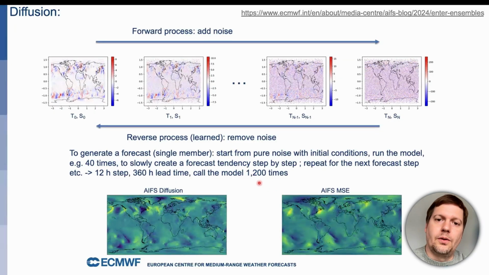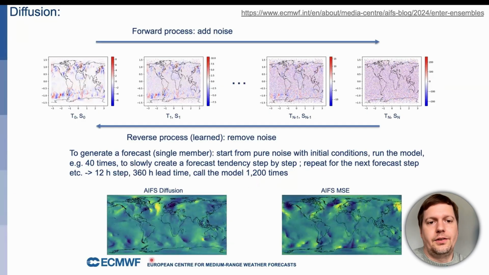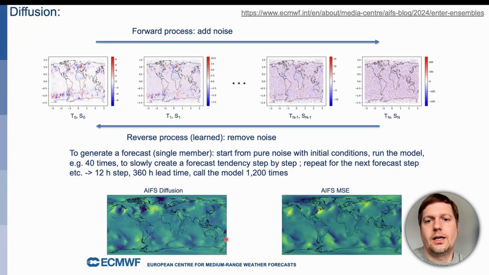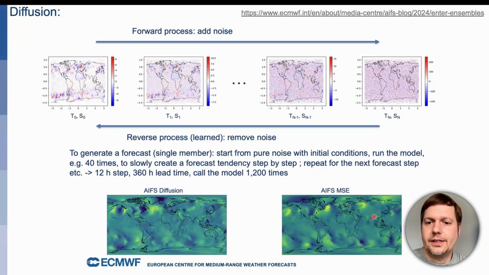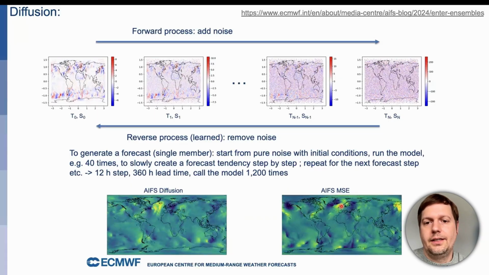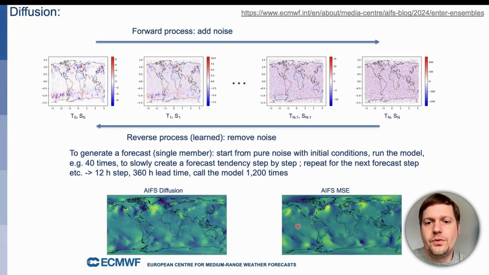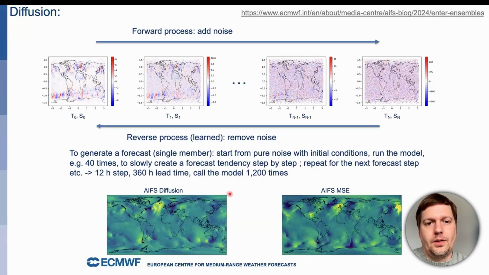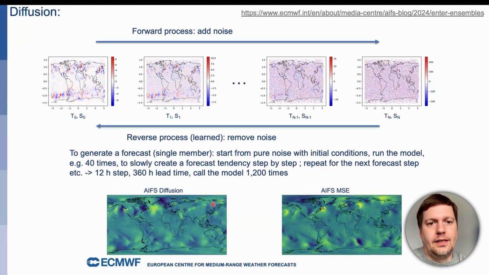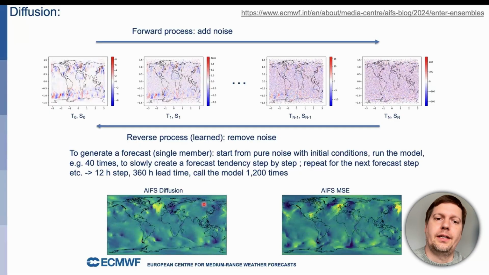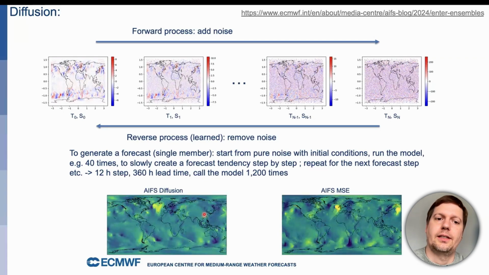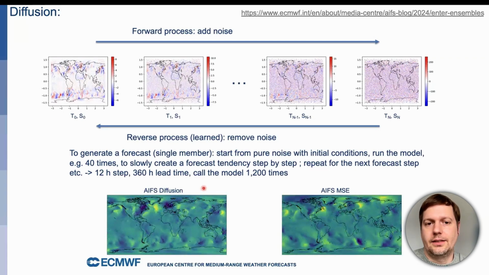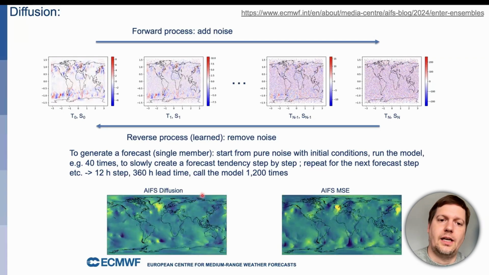However, what you benefit from is that you get a realistic looking forecast. So here on the right is AIFS trained with the mean squared error loss. Again, you can see this smoothing, and on the left you see how the diffusion training performs. So you see that there's lots of small scale structure and you don't really see these statistics change over the time of the forecast.